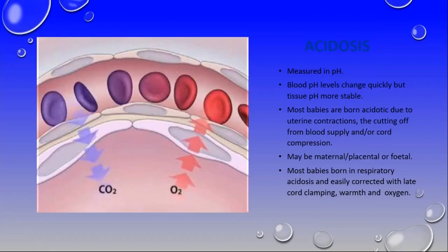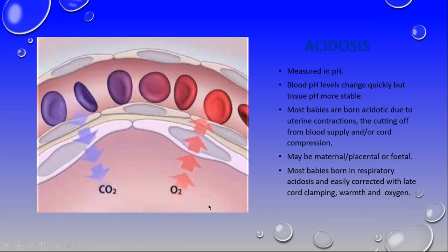So what is acidosis? Acidosis is measured in pH. The blood pH changes much quicker than tissue pH. Most babies are born acidotic due to uterine contractions and the cutting off of the blood supply. And they are built to cope with that to a large extent. But we may have various problems. Is it maternal? Drugs, that sort of thing. Is it placental insufficiency, or has it torn off, or is there a problem with the baby? So very often babies are born acidotic, and it's easily corrected with late cord clamping, warmth, and oxygen. And this is what we've got to remember, that is where acidosis comes from.